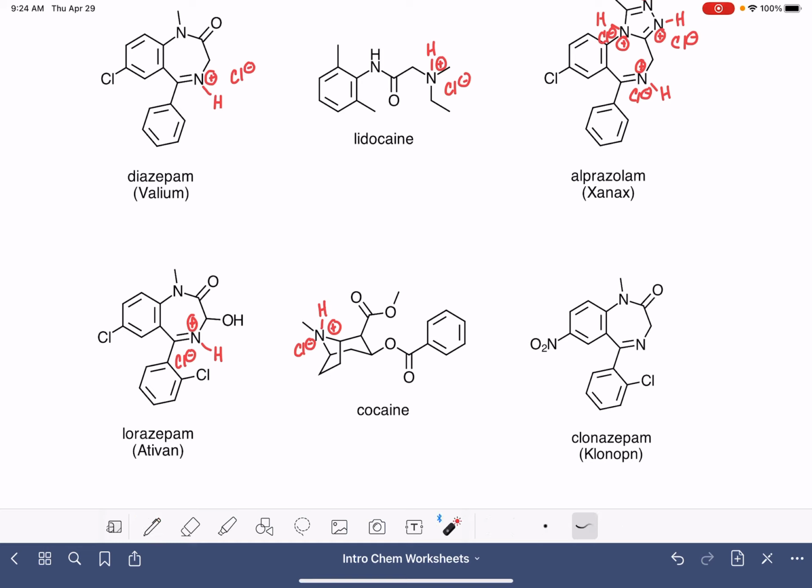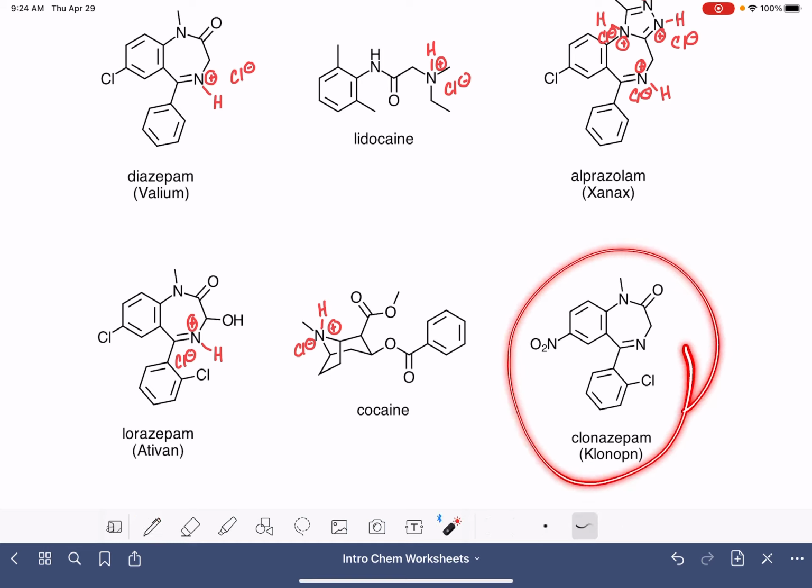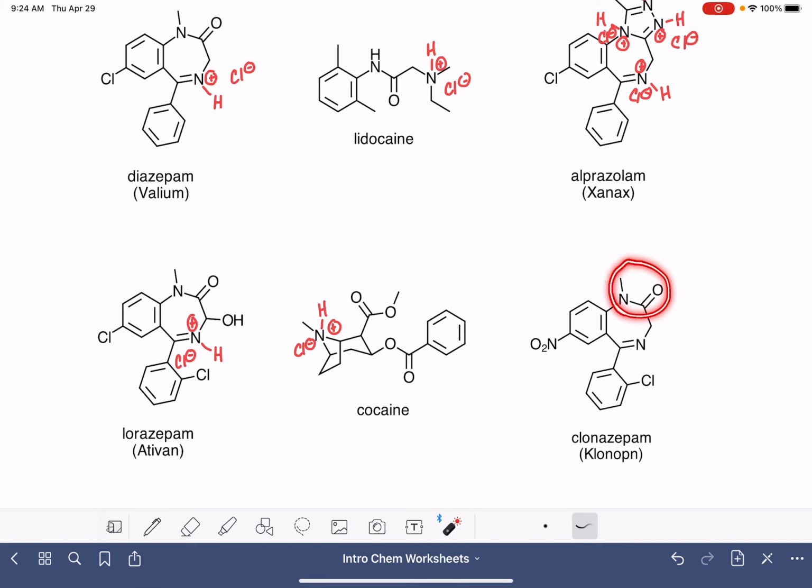For Klonopin, I left an I out over there, clonazepam. This is an amide, so we won't do anything with that one. This is something completely different. That's called a nitro. Here is our amine. Give it a hydrogen, positive charge, chloride ion.